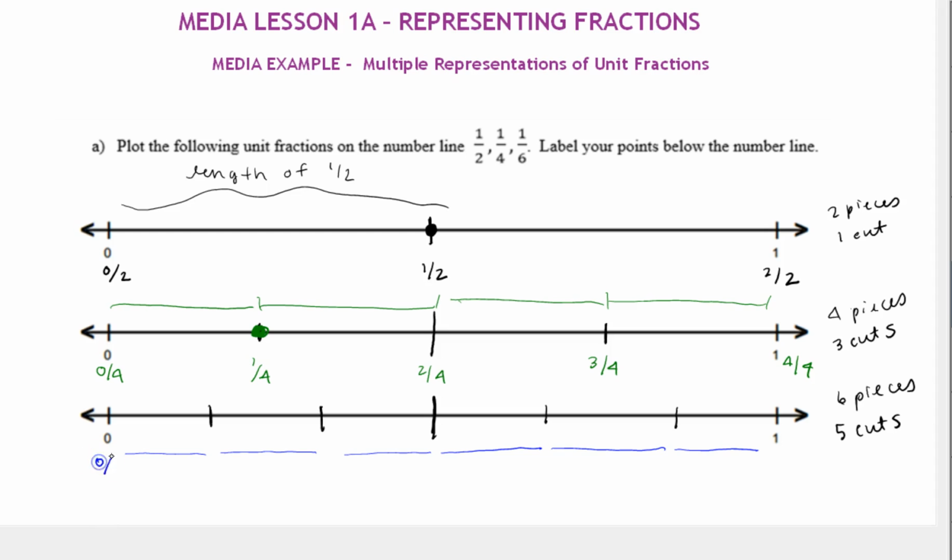So this would be 0 over 6. This point would be 1/6 distance from 0. This is 2/6, 3/6, 4/6, this would be 5/6, and 1 is 6/6. Okay, so 1/6 is right here.